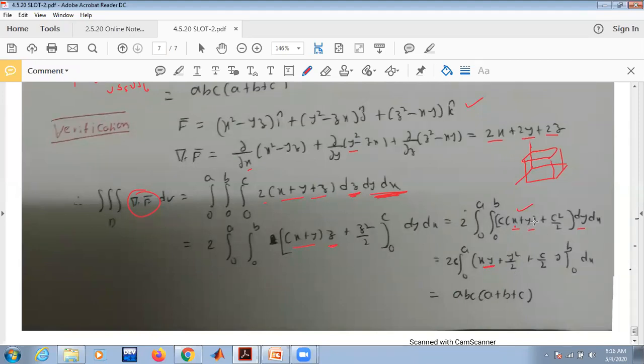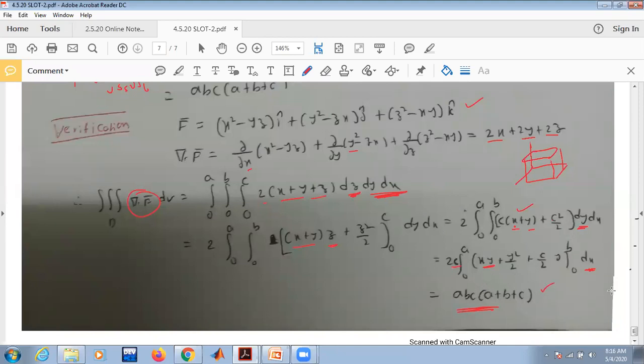One c is taken outside, therefore only one more c is there. C by 2 into the integration with respect to y, which is y. Substitute the limits in place of y, and you will get purely terms in x. Again integrate with respect to x, substitute these limits 0 to a. The final answer is going to be abc into a plus b plus c. This you can verify. I just skipped one more step.